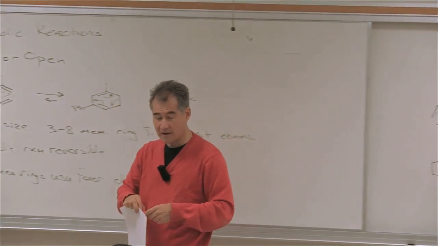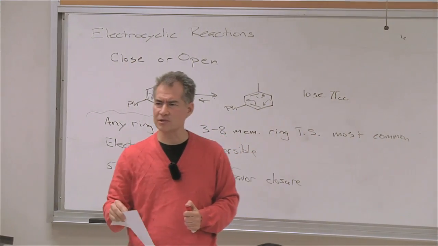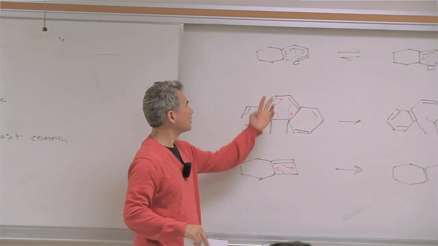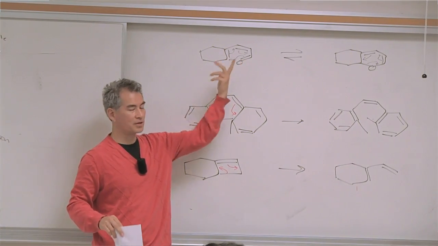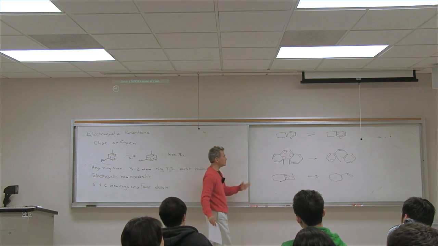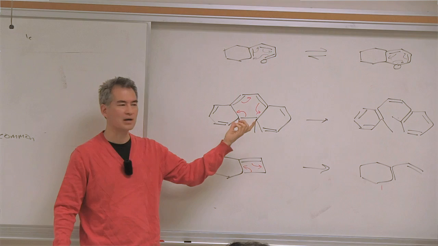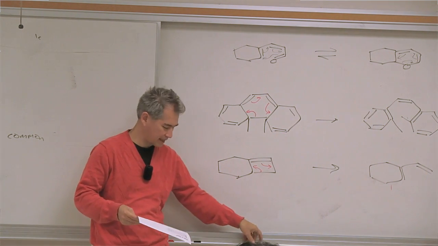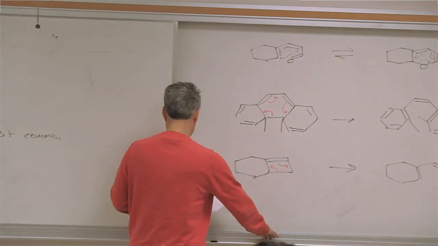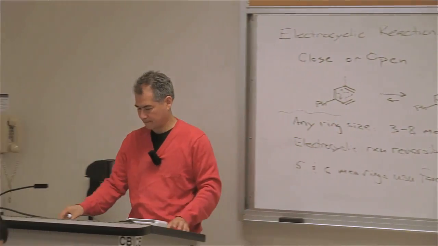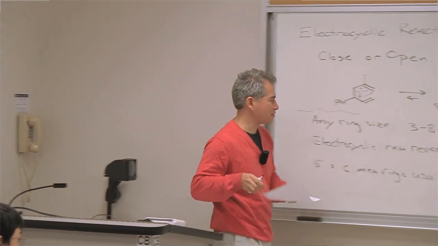Okay, so for 5 and 6-membered rings, generally closure is favored. But again, you have to worry about bond strength. Are you trading off strong sigma bonds instead of weak carbon-carbon pi bonds? Is there some change in aromaticity that will drive the equilibrium? Or are you relieving ring strain? Those are kind of simple enthalpic issues for you to consider. Okay, so let's talk about strained rings.